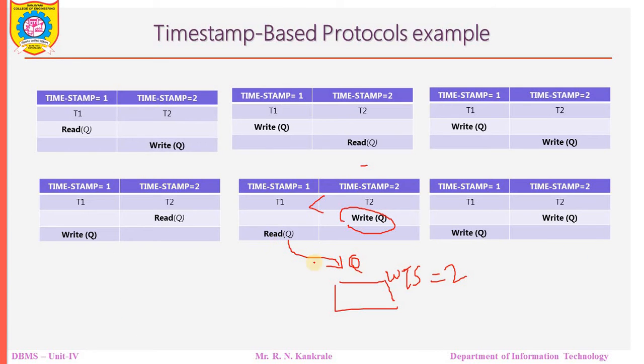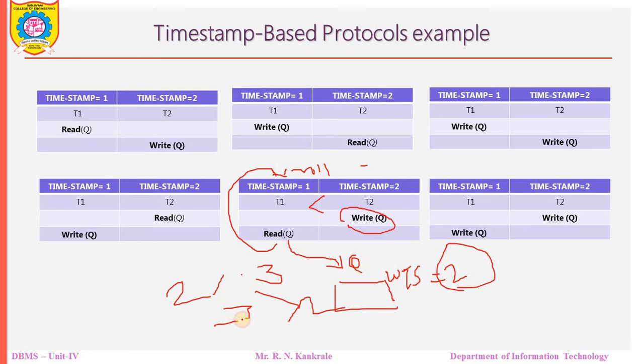If T1 wants to read it, what does T1 have to do? It has to roll back. T1 will roll back and get a new timestamp which is greater than these two. Let us say T1 gets 3 as a timestamp, and 3 is greater than 2. Now T1 is 3 and T2 is 2. After rollback, T1 can read the value. In that case it is allowed.